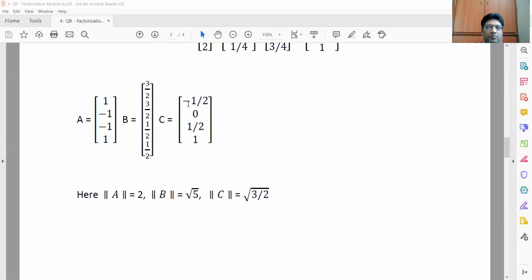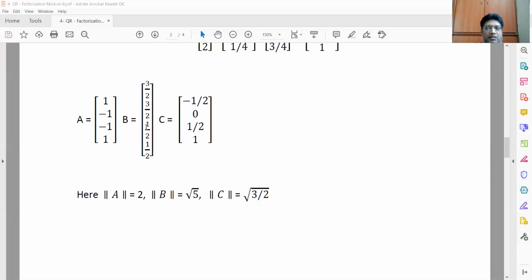1 into minus 1 by 2, 0, minus 1 by 2, minus 1 by 2, minus 1 by 2, minus 1, plus 1 into plus 1, plus 1. So minus 1 plus 1 gets 0. Therefore, these three vectors right now, they are orthogonal vectors. These three we constructed from small a, b, c by using the Gram-Schmidt process.